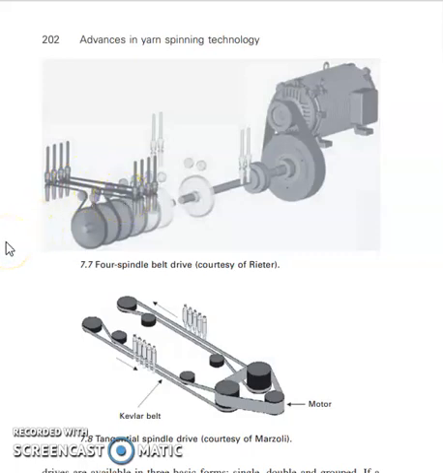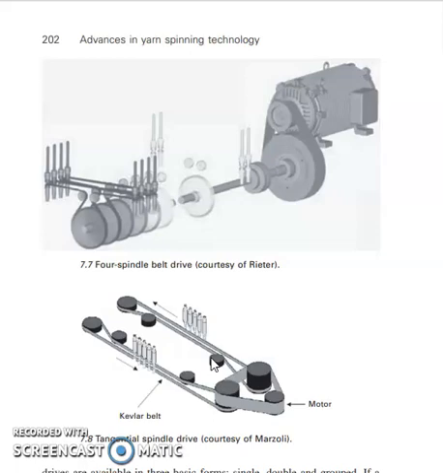Two tension rollers on either side of the pulley ensure even and firm tension on the belt. In the tangential belt drive, a belt extends from the motor past the inner side of each spindle. A number of tension rollers are placed along the belt to press against it and ensure constant tension on the belt for all spindles.